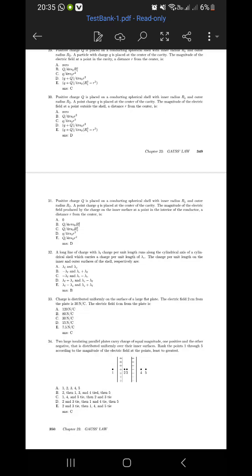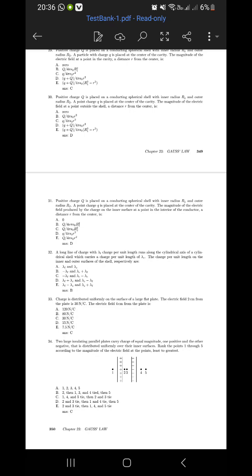A long line of charge with lambda L charge per unit length runs through the cylindrical axis of a cylindrical shell which carries a charge per unit length of lambda C. The charge per unit length on the inner and outer surface of the shell respectively are B, negative lambda L and lambda C plus lambda L.